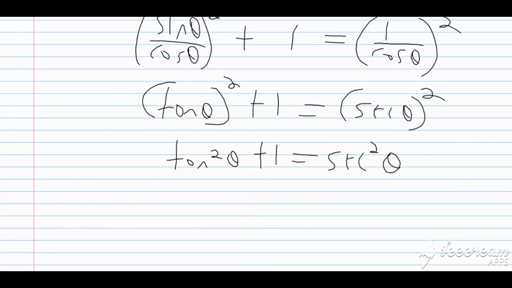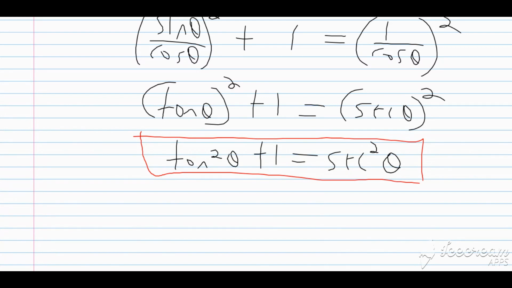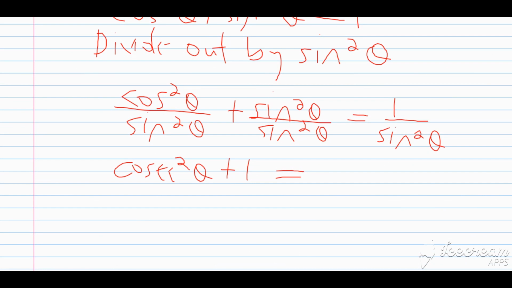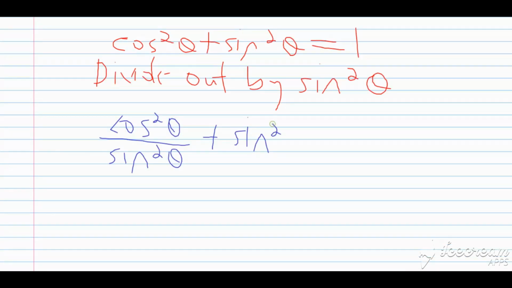And once again, this is an identity that we can use. Very powerful one as well. And you can actually transpose this to get a sub-identity from it. Now we're going to go back to a very powerful identity. But this time we're going to divide out by sine squared theta. So it's going to become cosine squared theta over sine squared theta plus sine squared theta over sine squared theta equal 1 over sine squared theta.